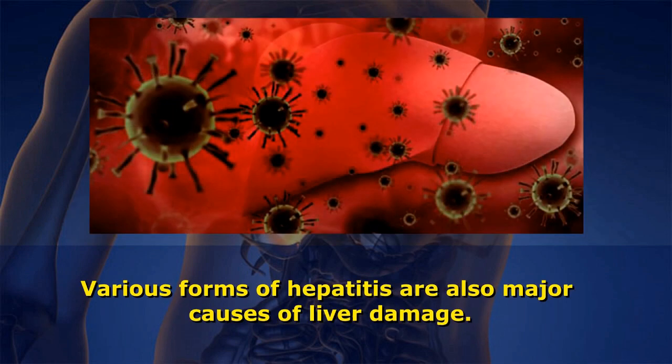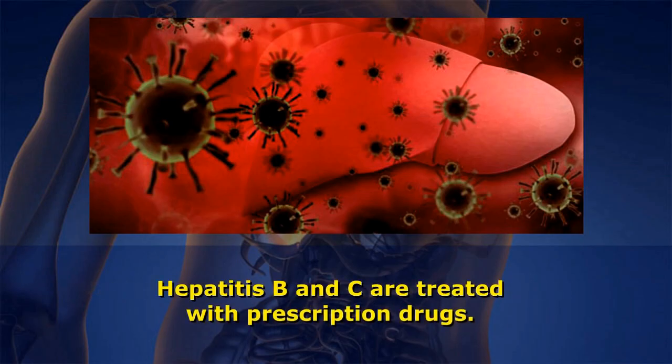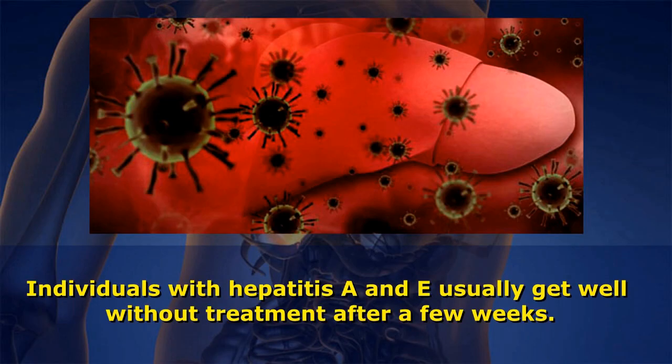Various forms of hepatitis are also major causes of liver damage. Hepatitis B and C are treated with prescription drugs. Bed rest and avoiding alcohol can help relieve symptoms. Individuals with hepatitis A and E usually get well without treatment after a few weeks.